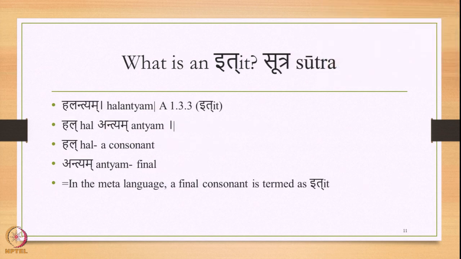So here is an example. What is an it? And this is the relevant sutra, and we shall see these in detail later on. The sutra is Halantyam. This sutra is 1.3.3. And it consists of two words, hal and antyam. Hal stands for a consonant. How? This will be clear later on. Antyam is final. So, what this sutra means is, in the meta language, a final consonant is termed as it. So, once this definition is clear, now we can apply 1.1.71 and form the Pratyāhāra.